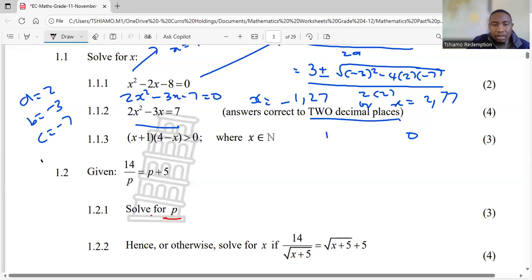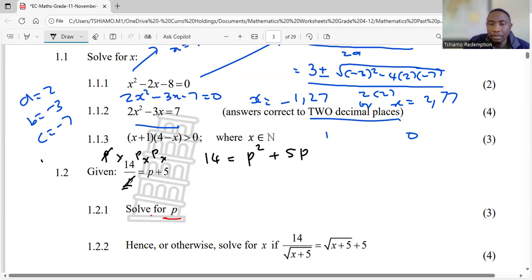Firstly, I would multiply all the terms by p so that we get rid of the fraction there. So multiply by the LCD. Remember, when we multiply by the LCD, we don't keep the LCD if it's an equation. So p over p will cancel out, and I'm left with 14. p multiplied by p becomes p squared plus 5p.